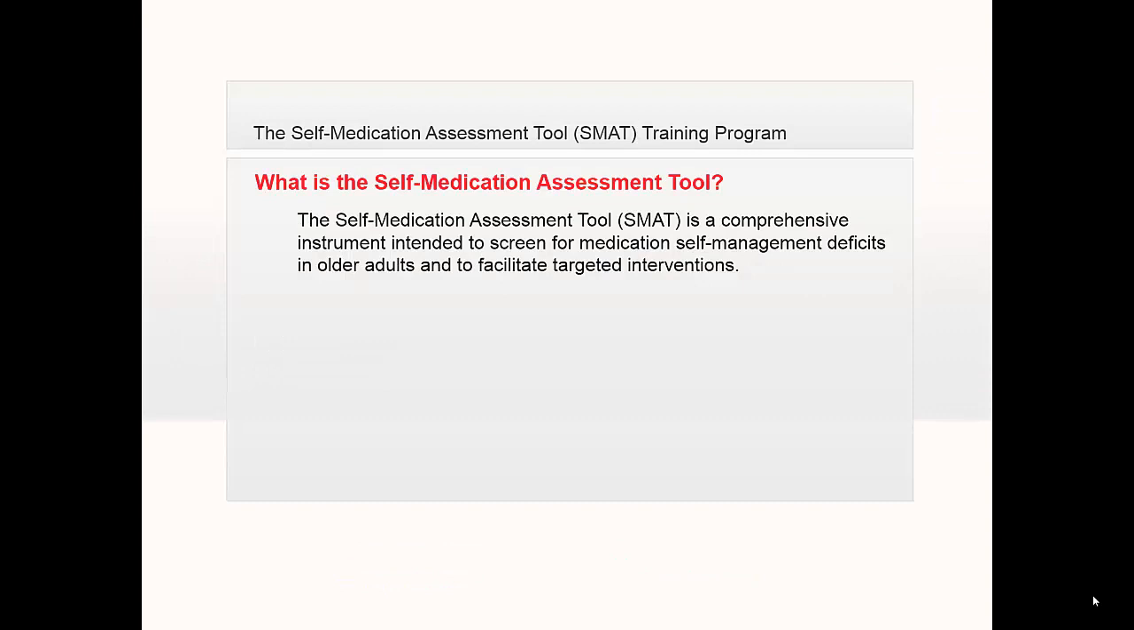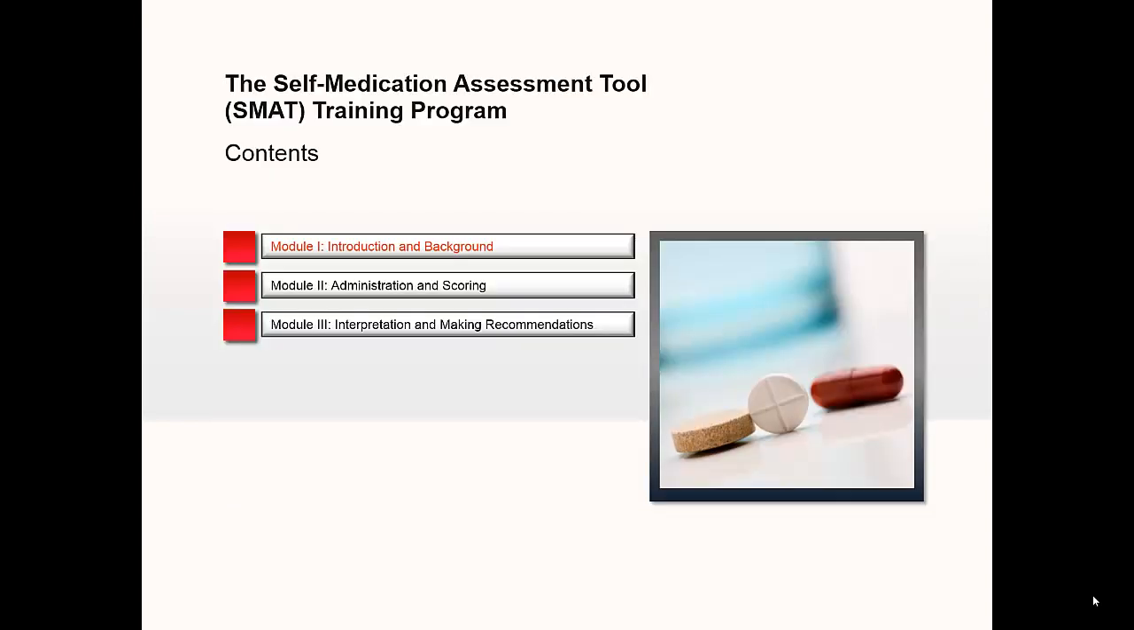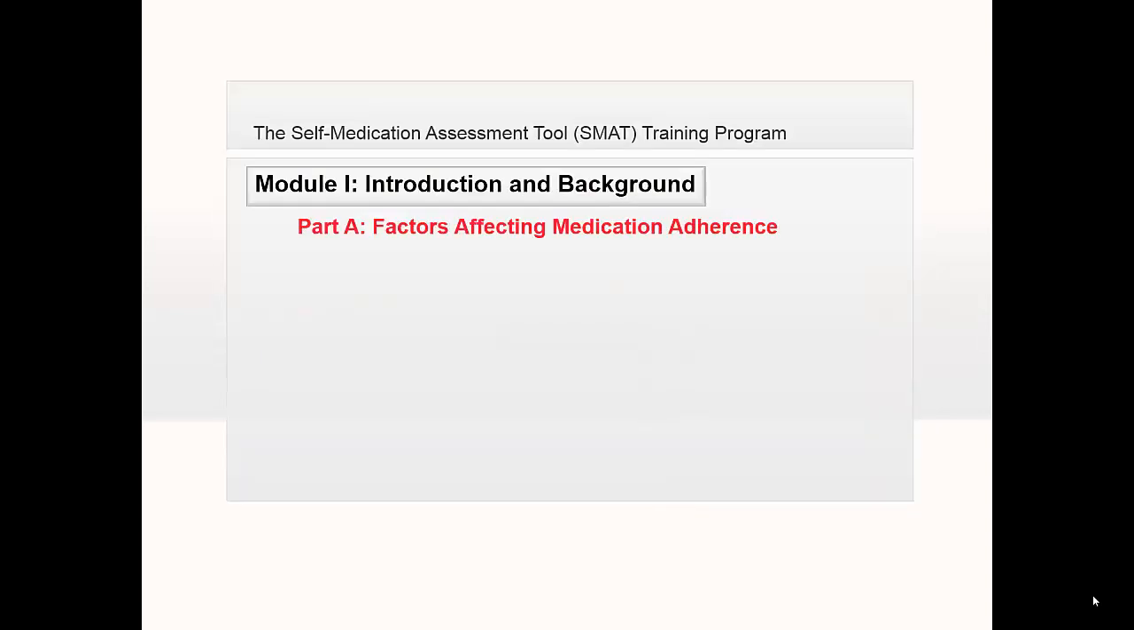The Self-Medication Assessment Tool is a comprehensive instrument intended to screen for medication self-management deficits in older adults and to facilitate targeted interventions. We'll begin the training with Module 1, which introduces and provides background information for the Self-Medication Assessment Tool, or SMAT. Part A of the module discusses factors that affect medication adherence.